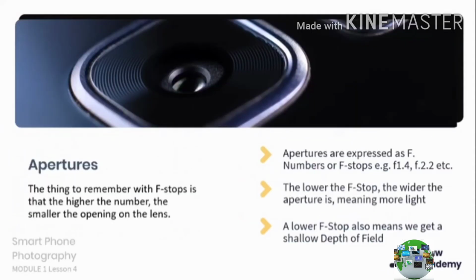Now, the thing to remember with f-stops is that the higher the number, the smaller the opening on the lens. Okay, so if you've got a very high aperture number, it doesn't mean that you're going to have more light. It means you're going to have less light. So if we're trying to achieve a shallow depth of field, or if you want more light, you should be looking at phones that have a low f-stop number. Okay, so just a quick recap of things that we have already covered.